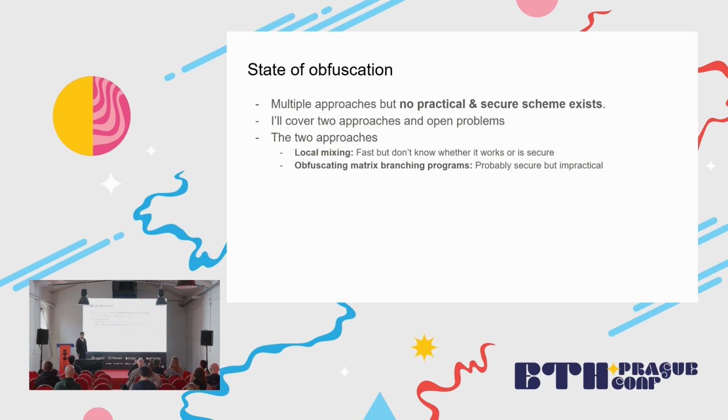Local mixing is fast, it's practical, but it's not secure. We don't know whether it's secure. Its security is based on things that we don't understand well enough, so we cannot say anything about the security. And the obfuscation of matrix branching programs is probably secure, but it's very impractical at the moment.